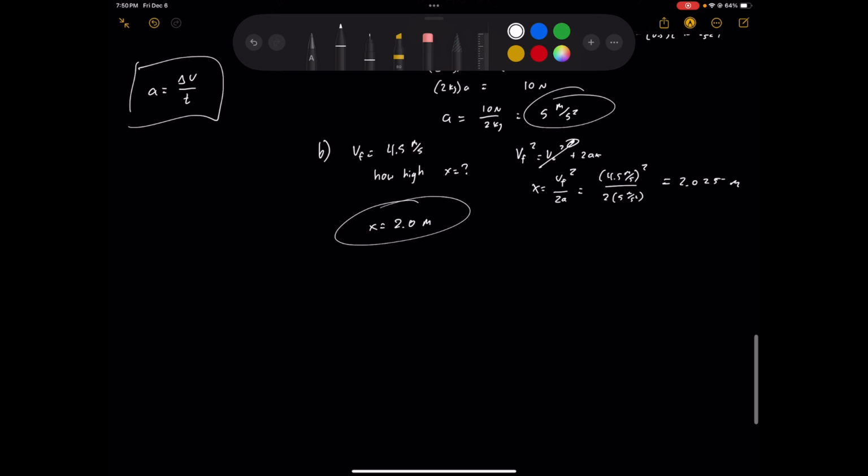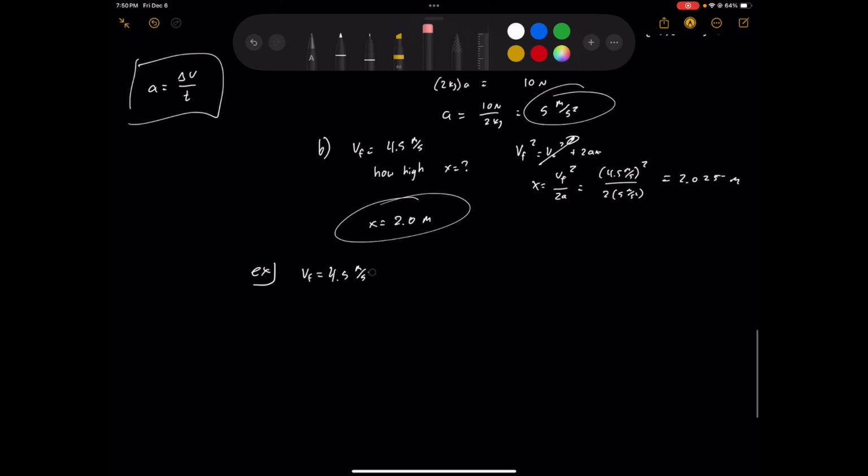Let me give an example of when you instead of using the time-independent relation, what's an example where you'd use just the definition of acceleration? So let's say instead of how high it was, how long did it take to hit the ground? So vf is 4.5. It hits the ground going 4.5 meters per second. And how long did it take? Right, so when it says that, it's pretty much just asking for the time, right? So what was the duration of time for which mass 1 was actually falling?